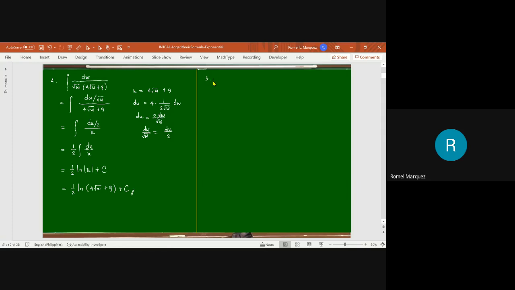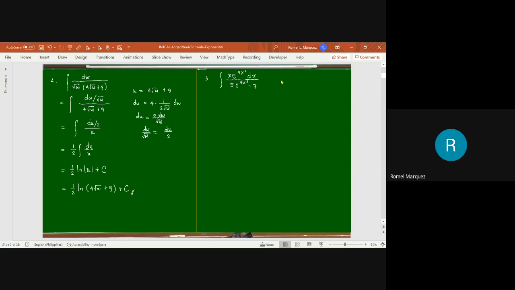Number 5. Let's say I have the integral of e to the 4x squared times x dx all over 5 e to the 4x squared minus 7. What about that?